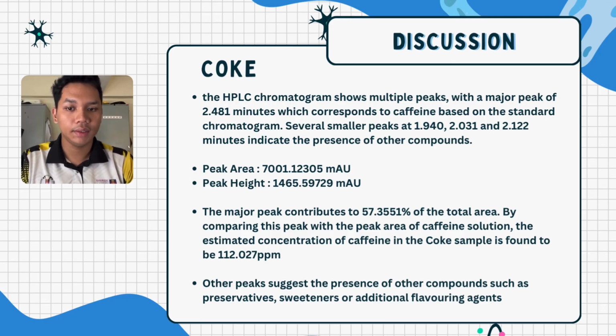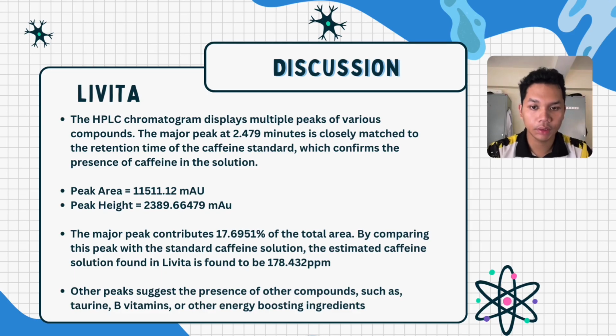By comparing this peak with the peak area of the caffeine solution, the estimated concentration of caffeine in Coke is found to be 112.027 ppm. The other peaks suggest the presence of other compounds such as preservatives, sweeteners and flavoring agents. The next solution is Levita.